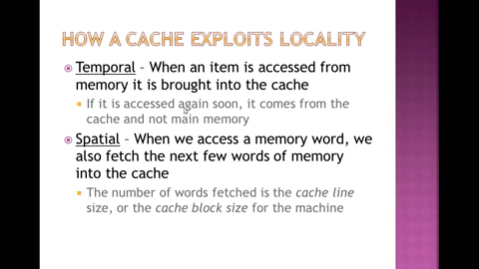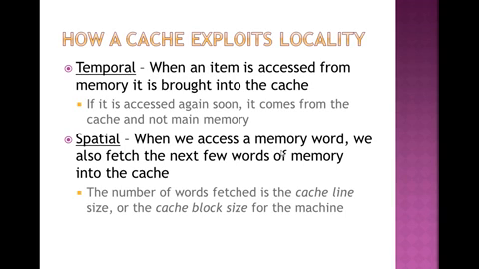Then how does a cache exploit the locality of reference? There are two parts, one temporal and another spatial. When an item is accessed from the memory, it is brought into the cache memory. Once data is fetched, it is accessed and stored in the cache for the CPU. If it is accessed again soon, it comes from the cache, not from the main memory.